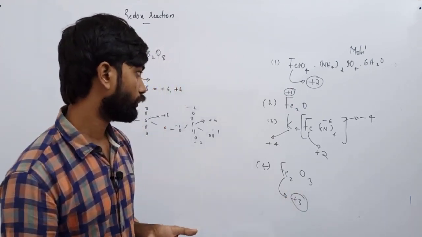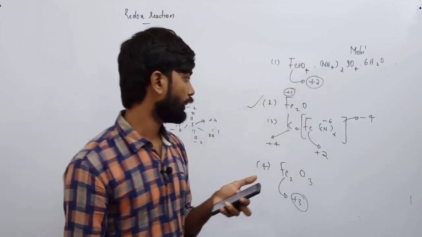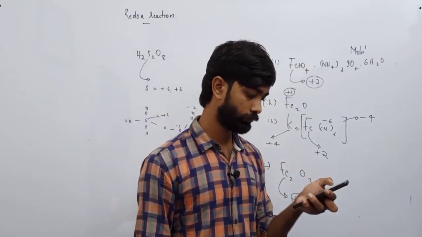So in which of the following compounds does iron have the lowest oxidation state? It is in Fe2O, right? Ready.